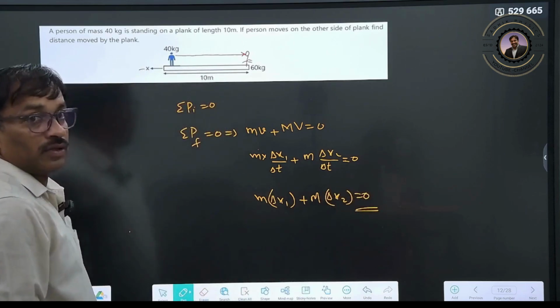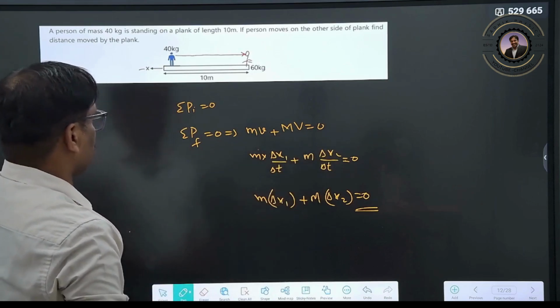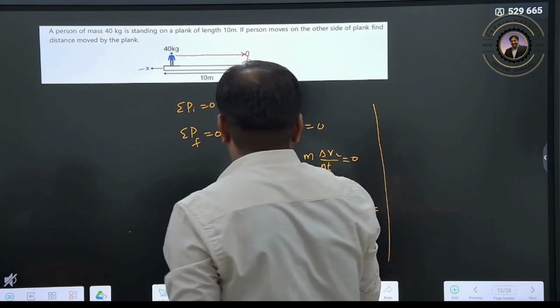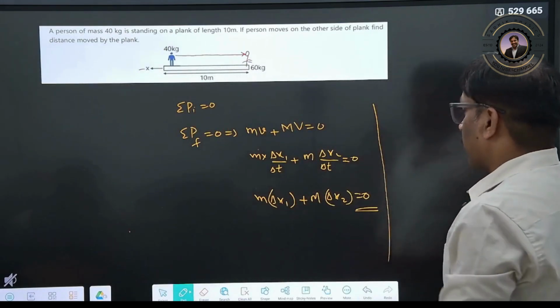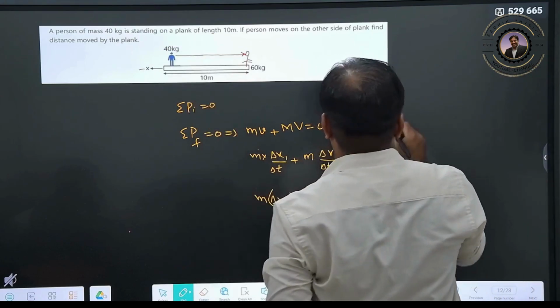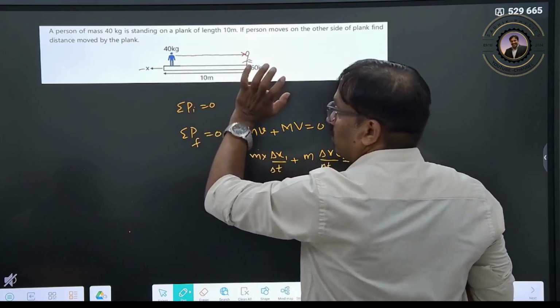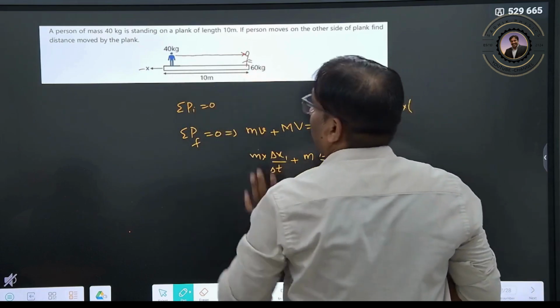Clear? So now let us see. Suppose this m is the mass of this person. This formula is what we will use to solve the problems. This m is the mass of the person. How much now? 40 kg. Can you tell me how much distance he will travel? Most of the students will say 10 meters.